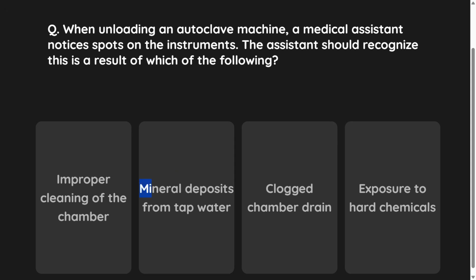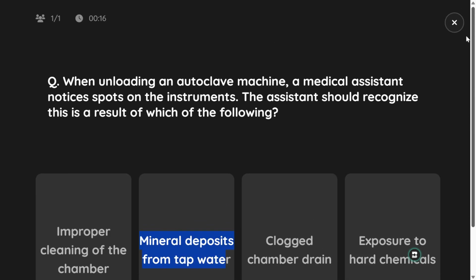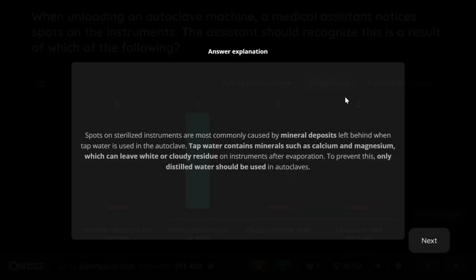Now, this is usually caused by mineral deposits from tap water, okay? Tap water contains minerals like calcium and magnesium, and they can actually leave a white or cloudy residue on instruments after they evaporate. So to prevent this, we only use distilled water in the autoclave. We're taking it back to the other question we had a few minutes ago. Only distilled water should be utilized inside of the machine.